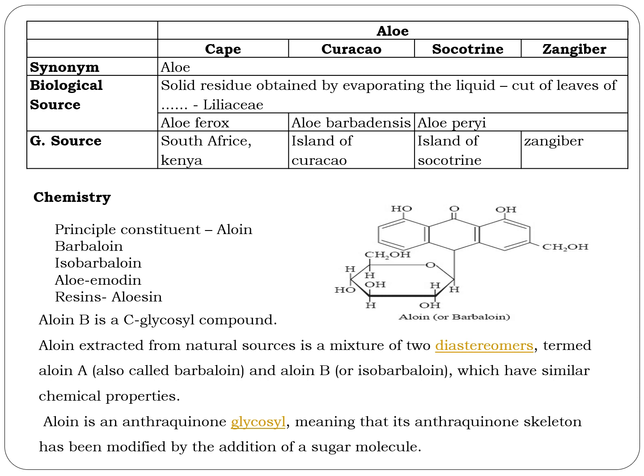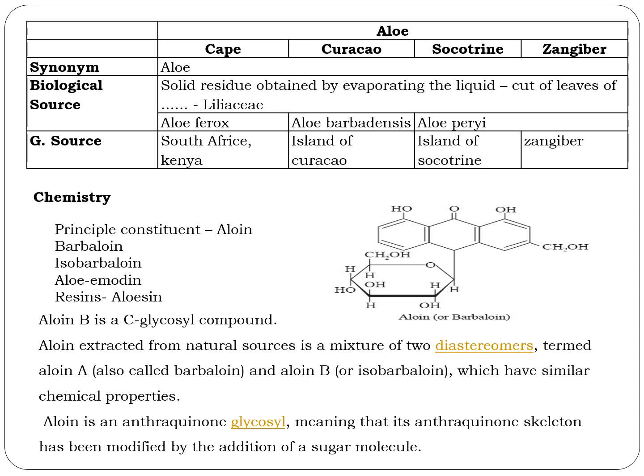So the next drug is aloe. Under aloe there are four different varieties based upon its geographical source. These four varieties are Cape, Curaçao, Socotrine and Zanzibar. It is commonly called aloe.